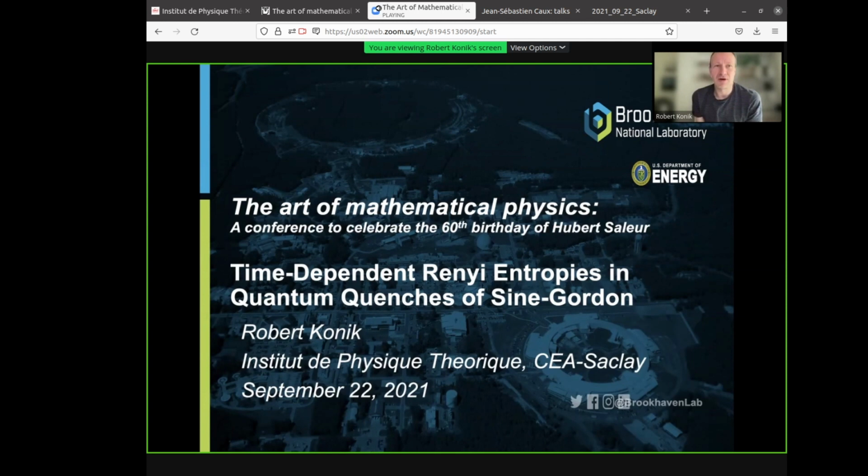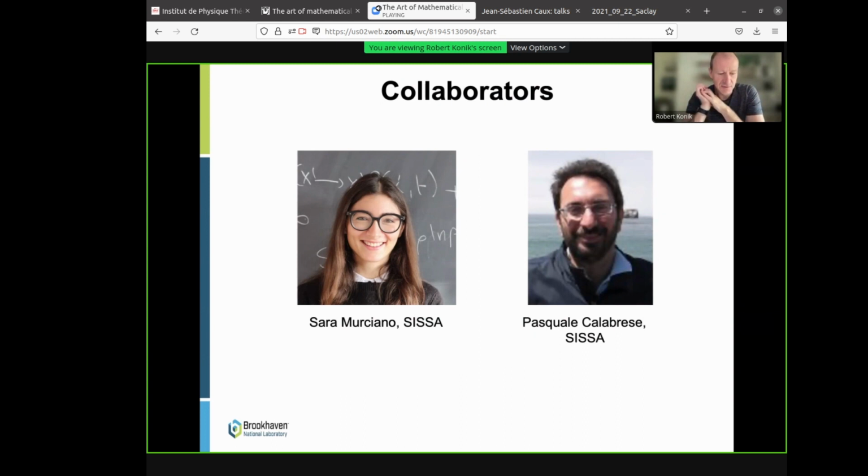Today I'm going to be talking about some recent work that I've been involved in, understanding the evolution of Renyi entropies in field theories that are out of equilibrium. In particular, I want to discuss the evolution of the Renyi entropies in the Sine-Gordon model after a quantum quench. This work started when I visited CISA in 2019 for a month. So it's quite natural that my two collaborators on this project are Pasquale Calabrese, who I think is online, yes, it's online, and his student, Sarah Mertiano.